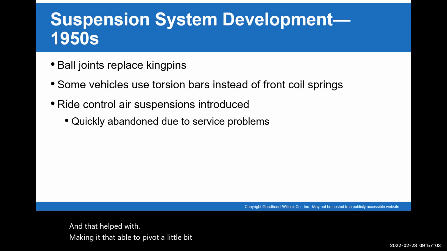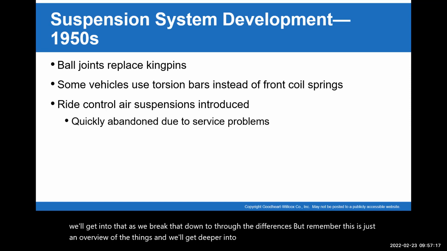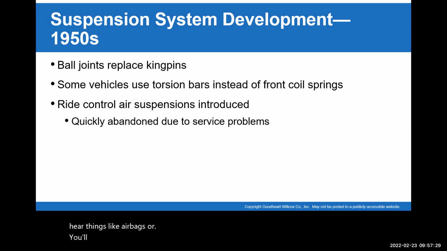Some vehicles actually use torsion bars instead of a front coil, and we'll get into that as we break down the differences. But remember, this is just an overview of the things, and we'll get deeper into it as we go along. So ride control sometimes could be an air suspension. They were actually introduced, and sometimes you'll hear things like airbags, or you'll hear I have an air ride system and stuff like that. These were quickly abandoned.